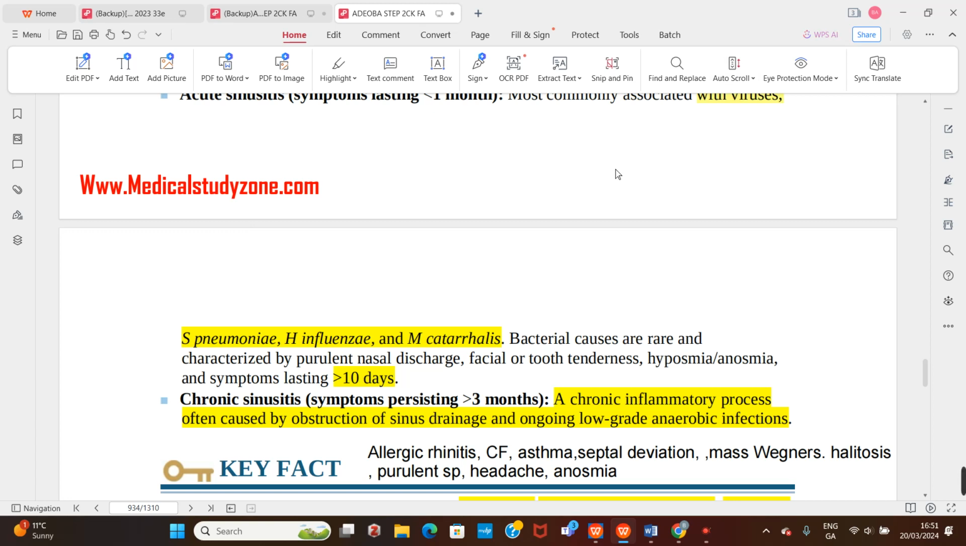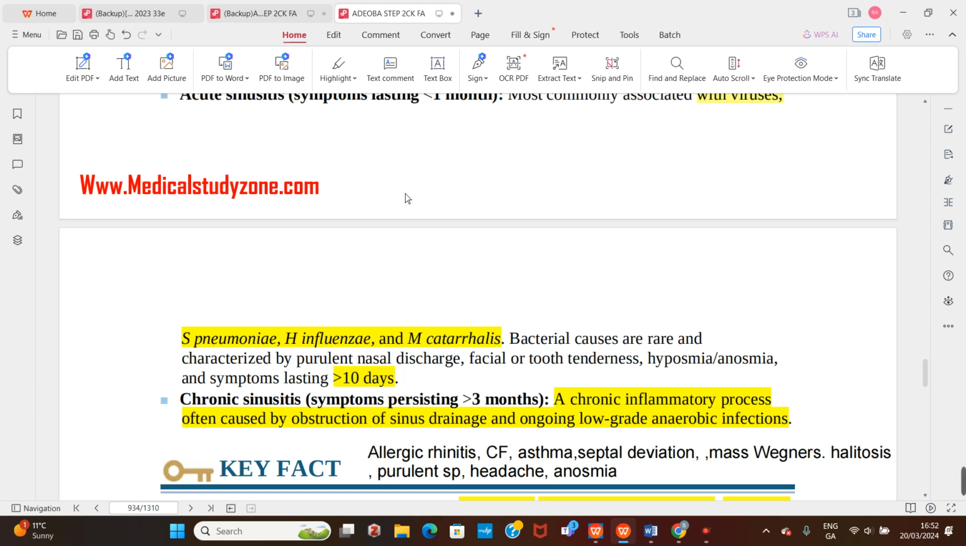But they can get superimposed with bacterial infection, and the three bacteria: strep pneumo, H. influenza, Moraxella catarrhalis. Commonly, it can affect the maxillary sinus because of the fact that it drains superior-medially against gravity. So there's high chance of mucostasis within that area.